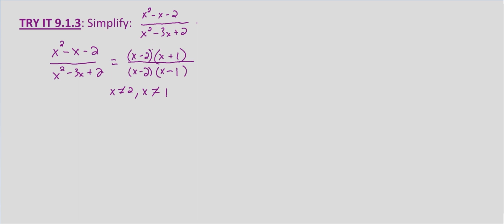So we cancel our like factors in both the numerator and denominator, and we're left with x plus 1 over x minus 1, and then we need to note what we already wrote down here. x cannot equal 2, and x cannot equal 1. And if we wanted to check this, we could multiply back through, but we'd essentially just be working backwards from what we've already done. You could also graph the rational expression, but we haven't learned how to do that yet, technically.